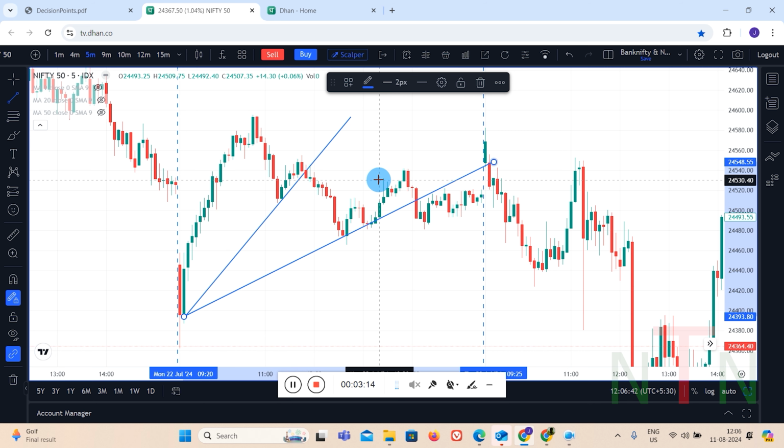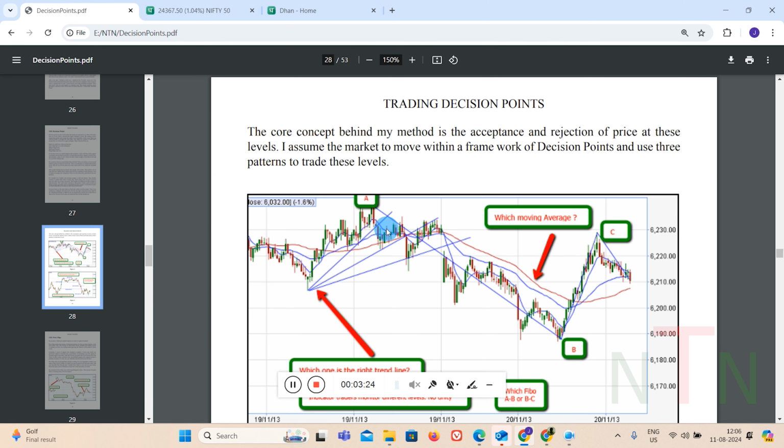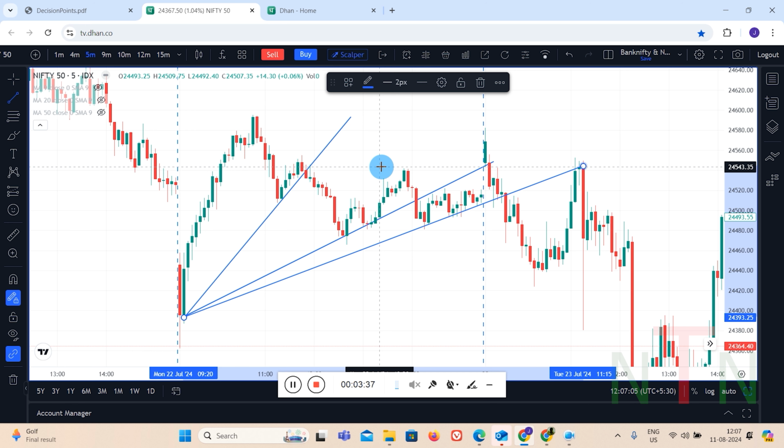Again the market went up and had a fall. It has broken this, then again I'm making one more trend line. This is what they have shown on that screen and are asking: from one point we are drawing three different trend lines, and which is the correct decision point for an intraday trader to enter the trade? This is what they are asking as a question.